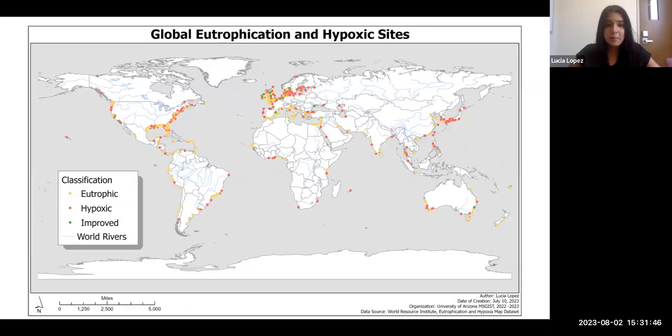So here is a map I made of global eutrophication and hypoxic sites. Eutrophication is the excess of nutrients into coastal waters, mainly from anthropogenic activity due to agricultural runoff. Phosphates, phosphorus, and nitrates get into the coastal water, upset the biological balance, and cause deoxygenation. So as you can see, it's very prevalent in coastal regions.